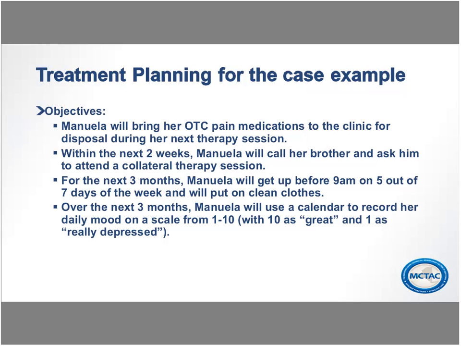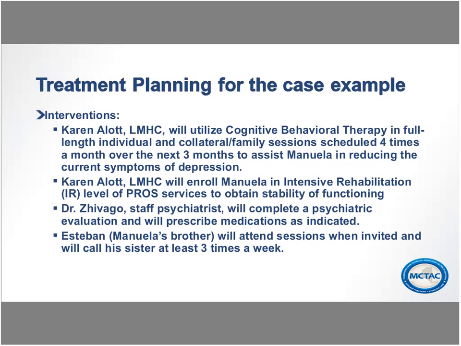Over the next 3 months, Manuela will use a calendar to record her daily mood on a scale from 1 to 10, with 10 is great and 1 is really depressed. So using very client-friendly language there, we're also getting an assessment of mood that speaks to assessing for bipolar disorder and the need to rule that out.